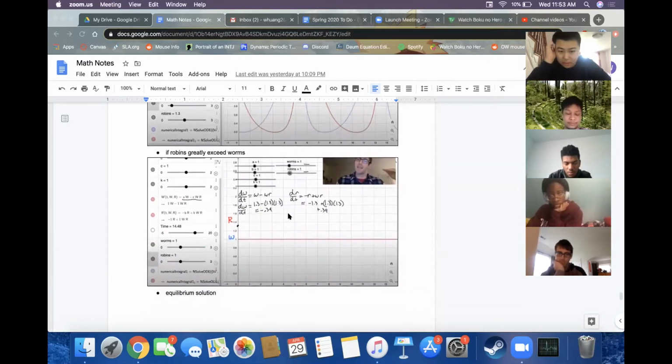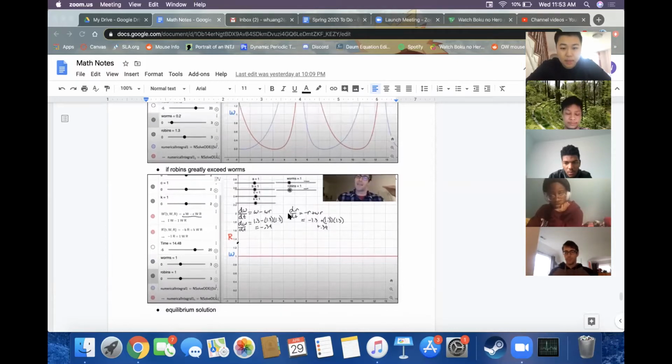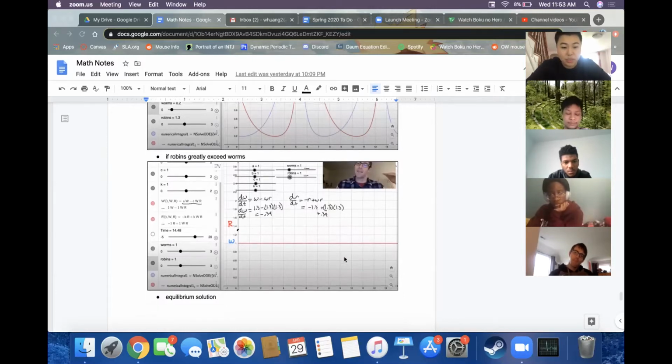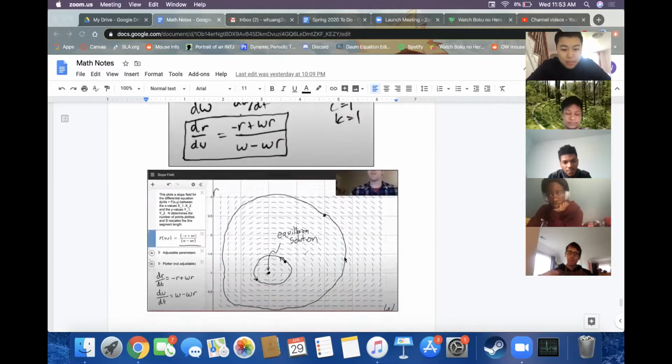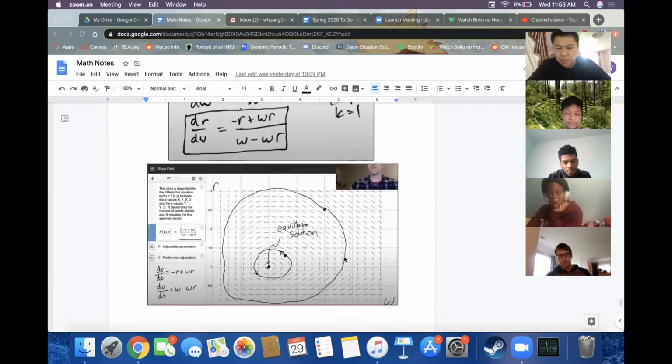And then there's a special situation where if the ratio of robins to worms were 1 to 1, then we would have an equilibrium solution. So then we would just get a straight line. And then, did you talk about this part? Yeah. Okay, cool. But you can go into more detail if you want.